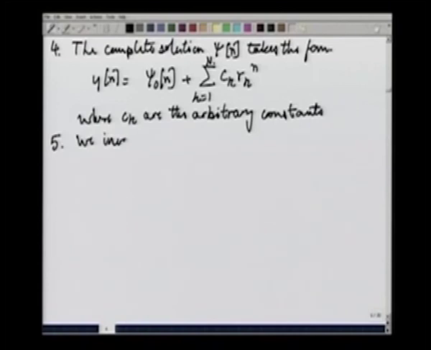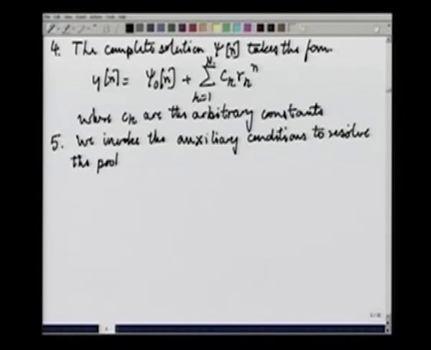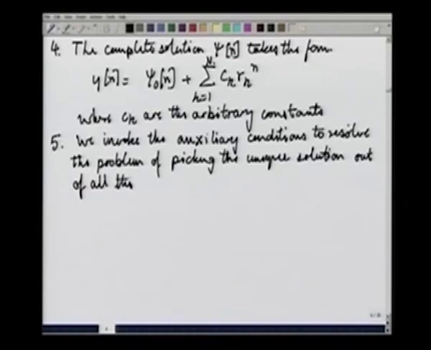We invoke the auxiliary conditions to resolve the problem of picking the unique solution out of all the mathematically possible solutions. Fine. So, we have to invoke the auxiliary conditions.